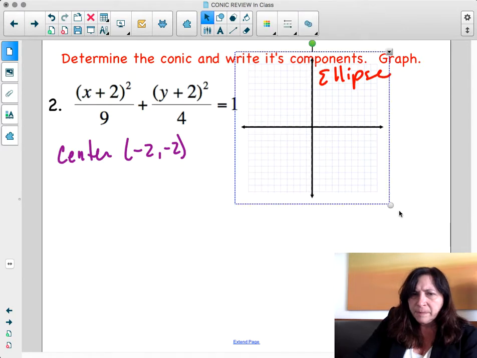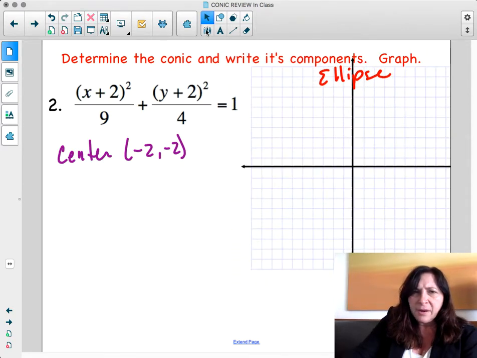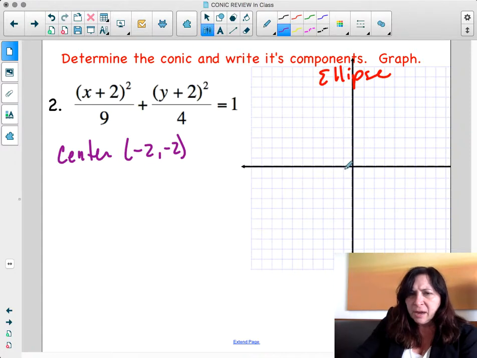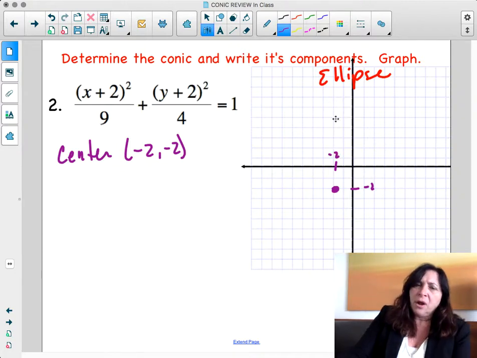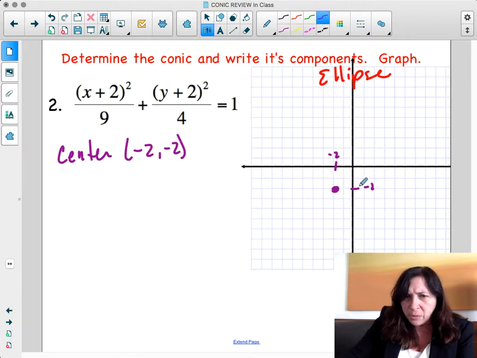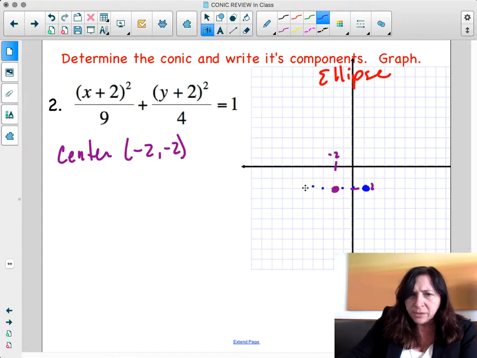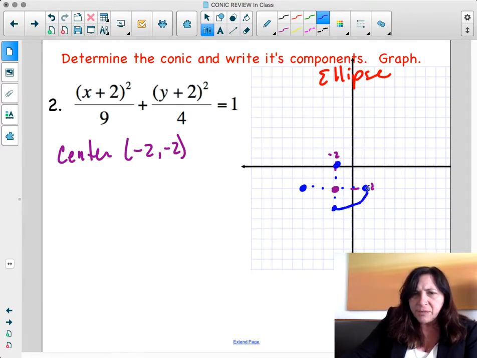All right, I think it's really important that you graph everything. You can see so much better. So here we go, this is my center at -2, -2. In the x direction, you're going to go the square root of 9, which is 3. So I'm going to go 3 to the right, 1, 2, 3, and then 3 to the left, 1, 2, 3. And then I'm going to go up 2 and then down 2. So my ellipse is going to look like this.